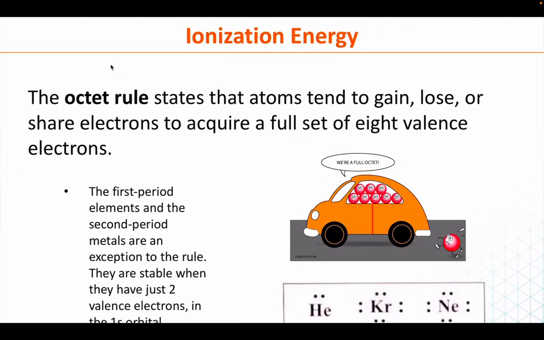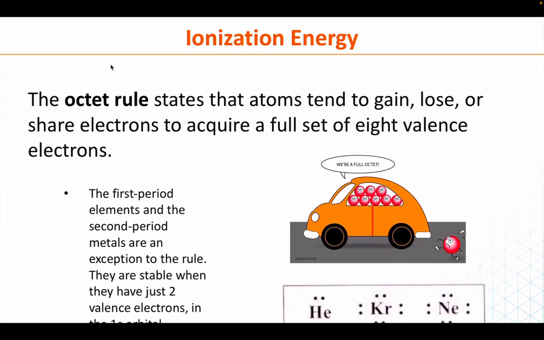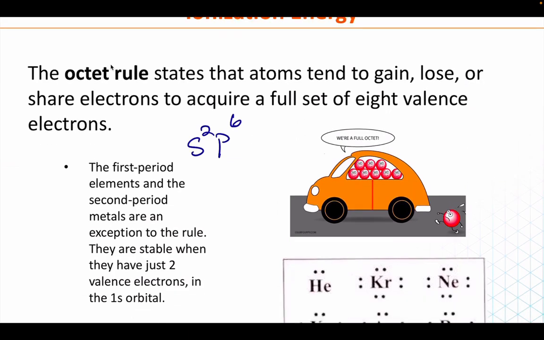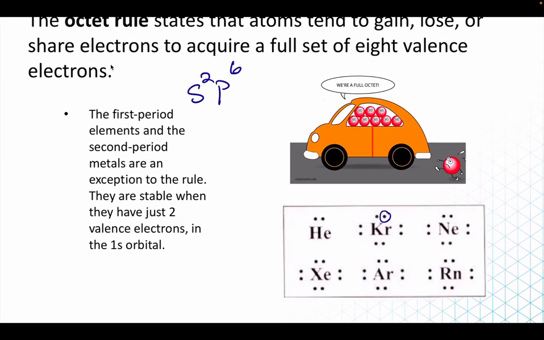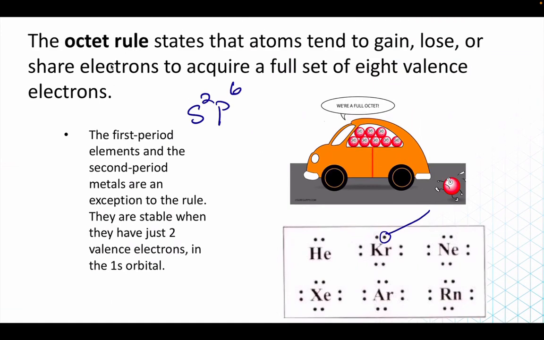The octet rule: why is it that sometimes they're pulling an electron off really easily and sometimes not? It has everything to do with the octet rule. So atoms will tend to try to get a full 8 valence electrons. So normally that ends with s2p6. So if I try to remove an electron from these noble gases, if you did the simulation, it was impossible because they're so stable. It takes too much energy to even record a value for the ionization energy.